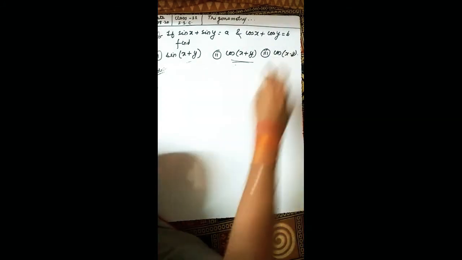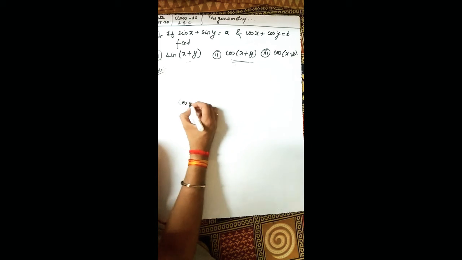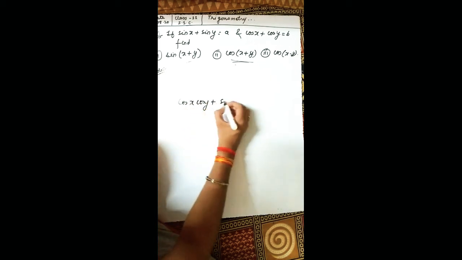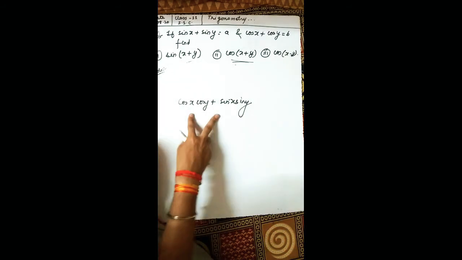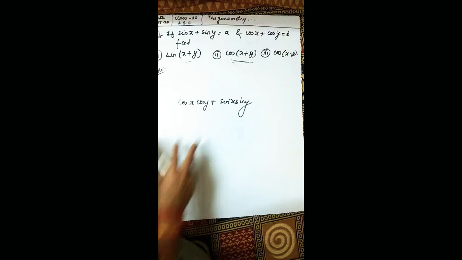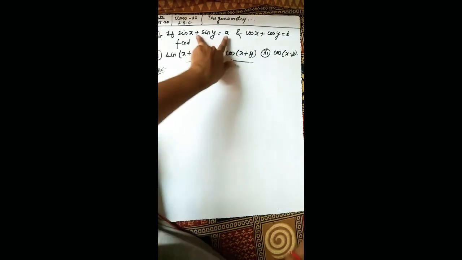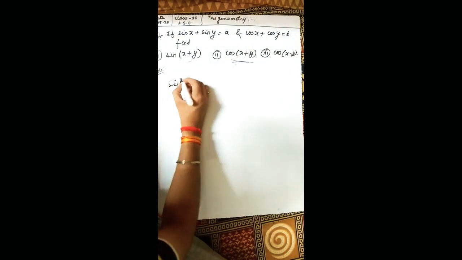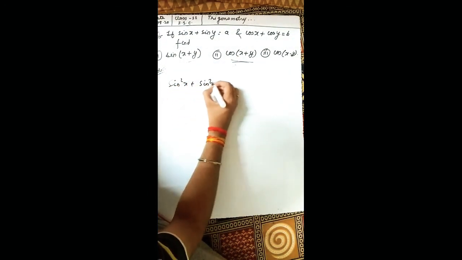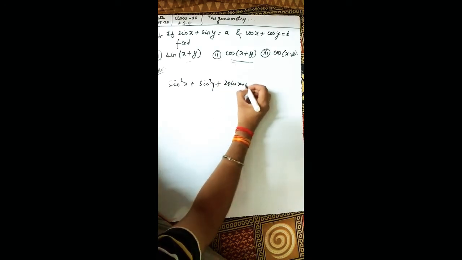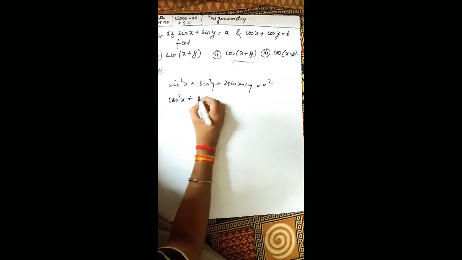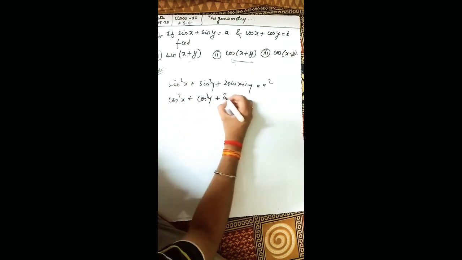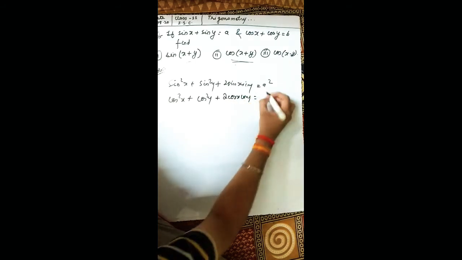See, what is cos(x-y)? Is this cos x cos y plus sin x sin y? Okay, so what you have to do is take these two equations, square both the sides and add them. If you square both the sides, you will get sin square x plus sin square y plus 2 sin x sin y equal to a square. And if you square this one, cos square x plus cos square y plus 2 cos x cos y equal to b square.